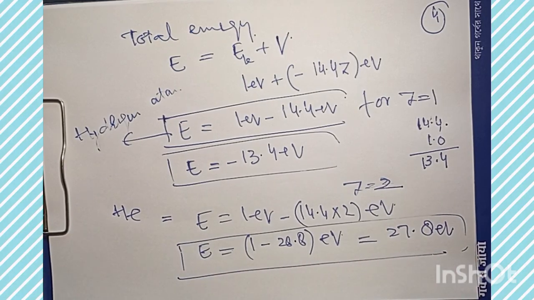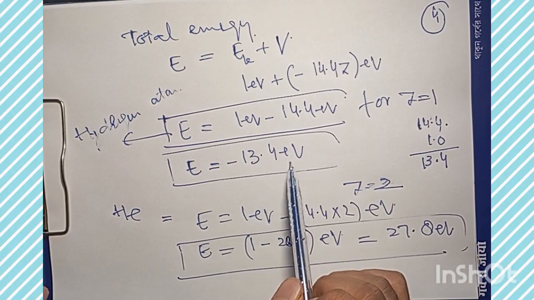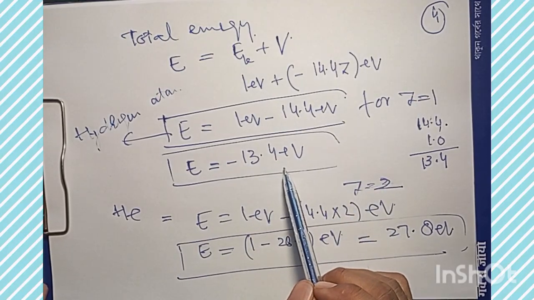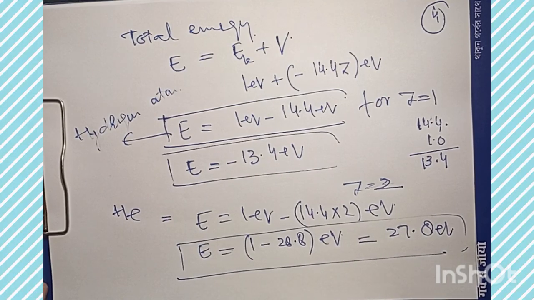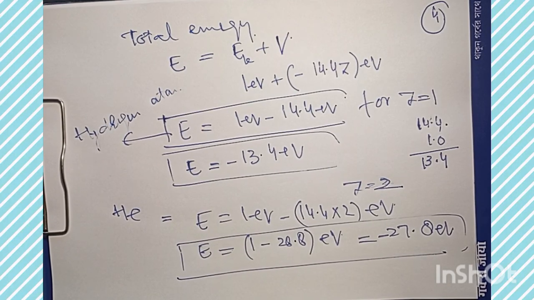So see, easily we are able to estimate the binding energy of an electron revolving around the nucleus for hydrogen atom and for helium atom. For hydrogen atom, it's minus 13.4 electron volts, and for helium atom, it's minus 27.8 electron volts. So there are some other applications of Heisenberg's uncertainty principle that you can think of, use, and proceed with.